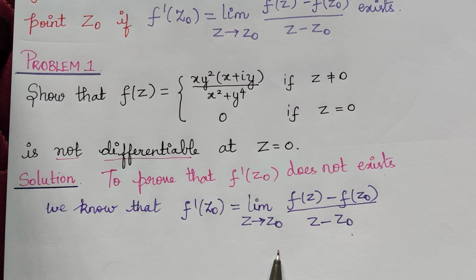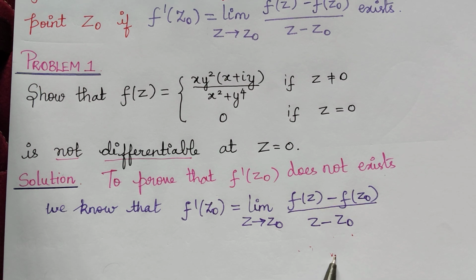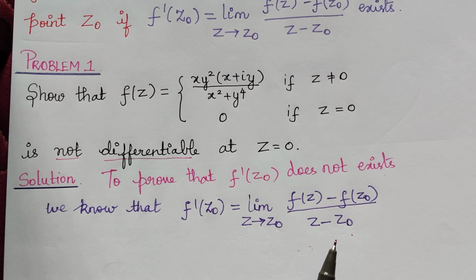How will we be proving? We will be trying to prove that the limit is not unique, as we have seen under the concepts of limits. When we learnt about the concept of limits, we saw that in order to prove that the limit does not exist, we will prove that the limit is not unique.